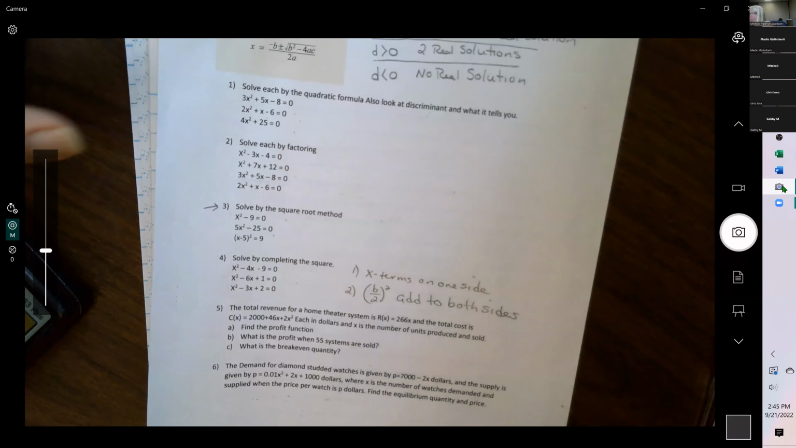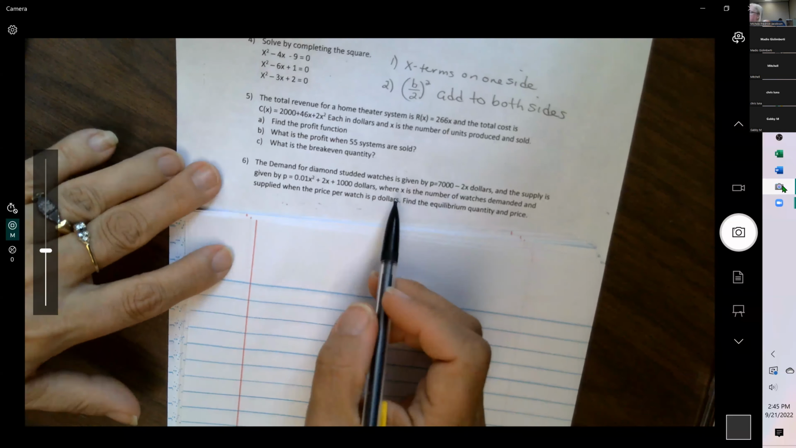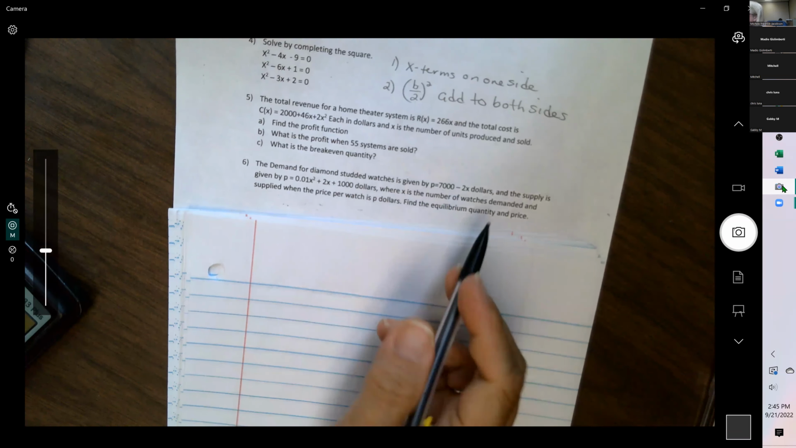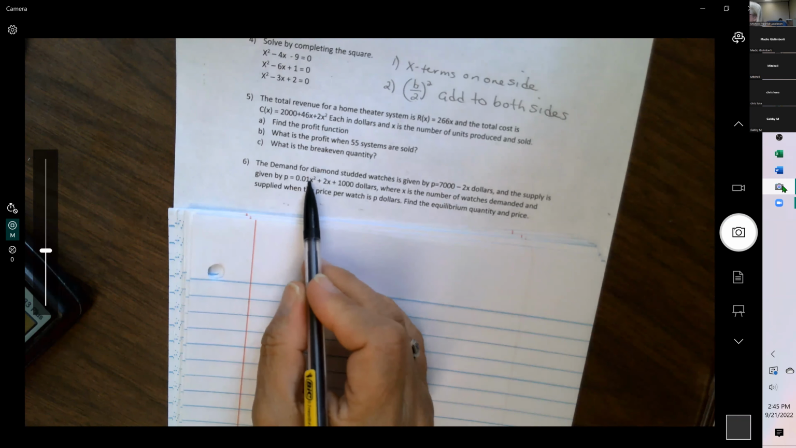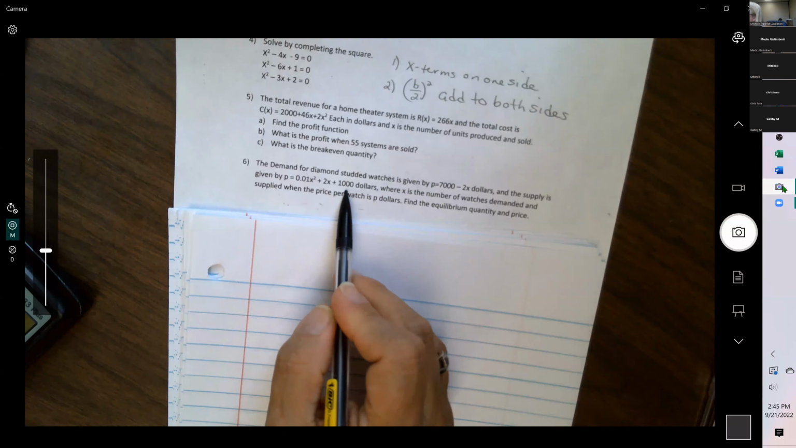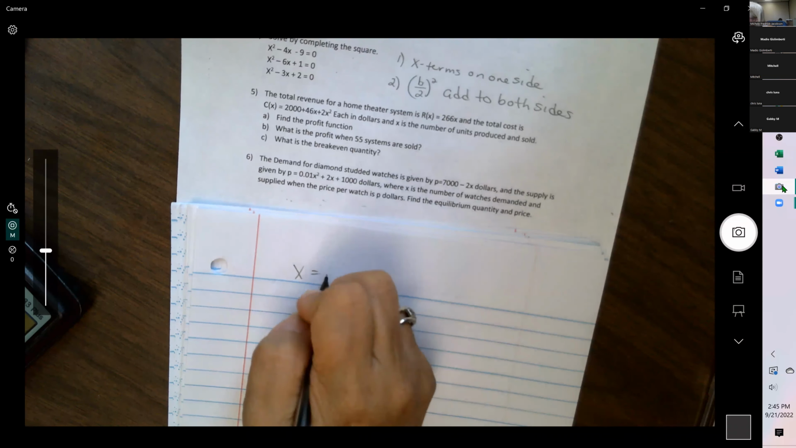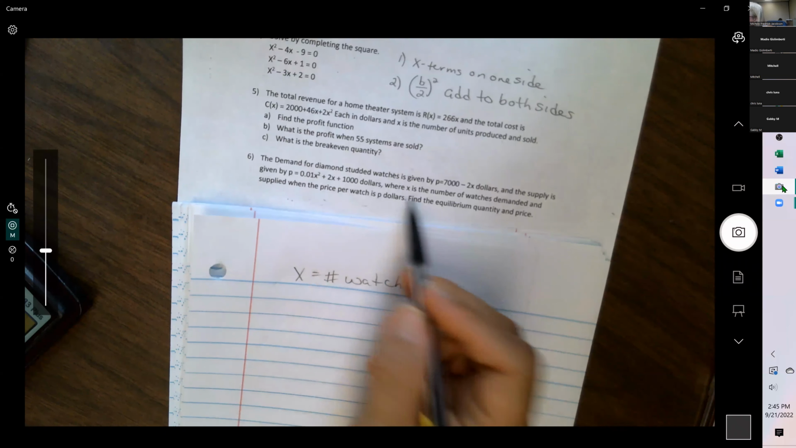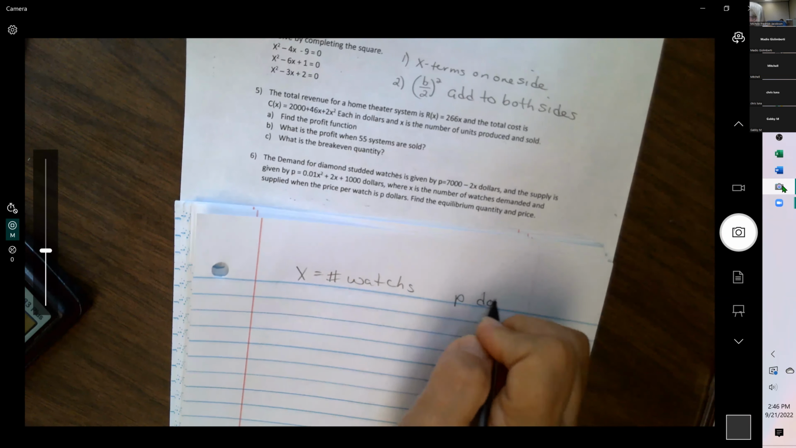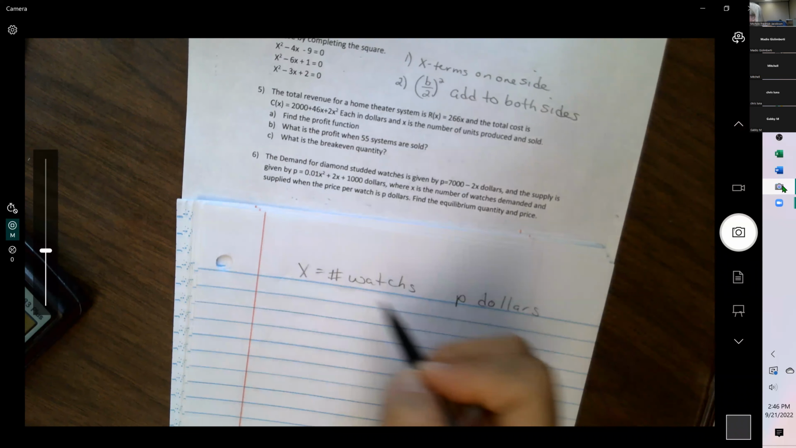The last one. The demand for diamond stud watches is given by P equals 7,000 minus 2x, and the supply is P equals 0.01 x squared plus 2x plus 1,000, where x is the number of watches and price per watch is in dollars. We want to find the equilibrium quantity and price, so we need to find X and P.